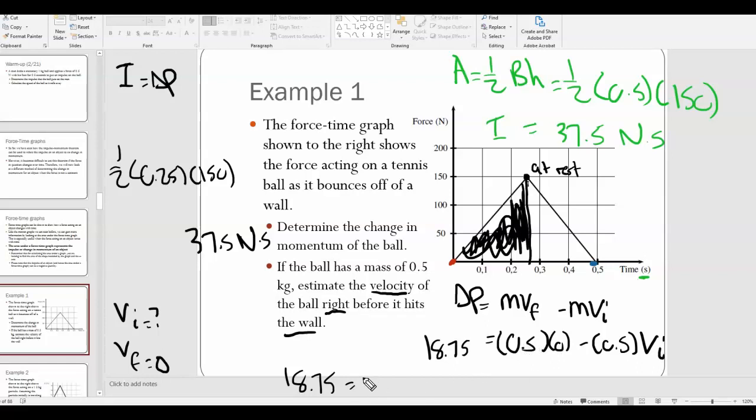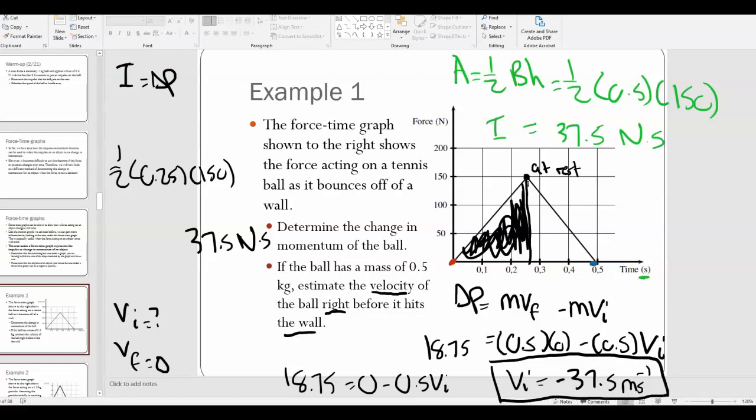That's going to be 0 minus 0.5 v_i, and then all I need to do is divide both sides by 0.5, and I get v_i equals negative 37.5 meters per second. Maybe not realistic for a tennis ball, but that is what it is.